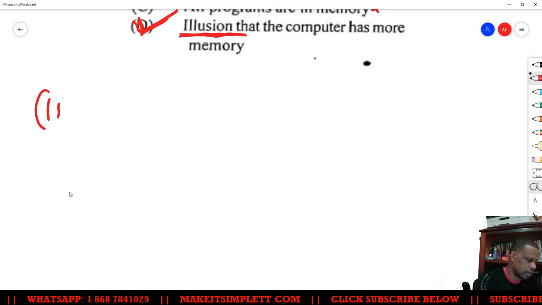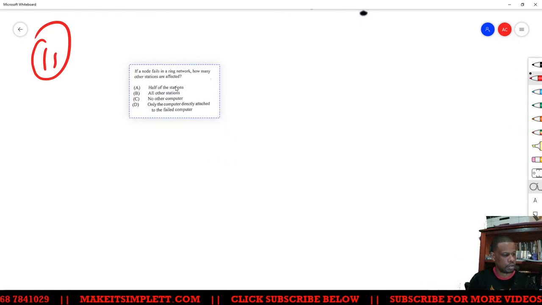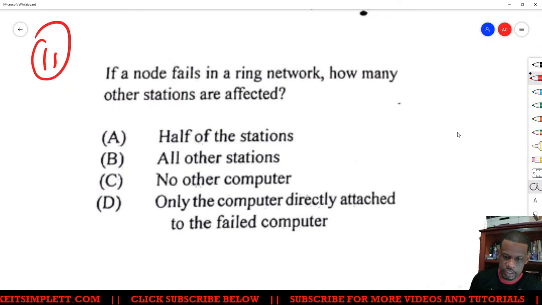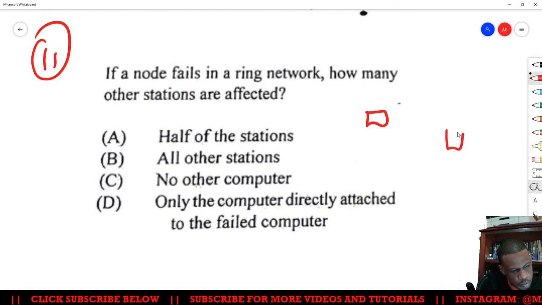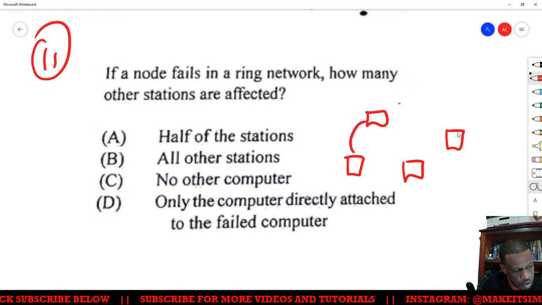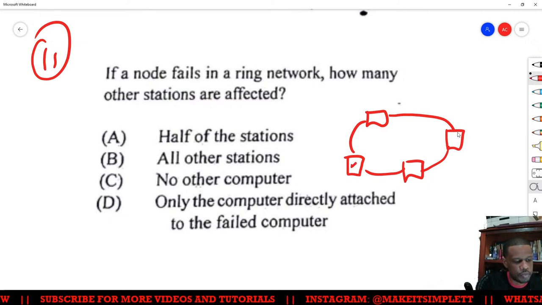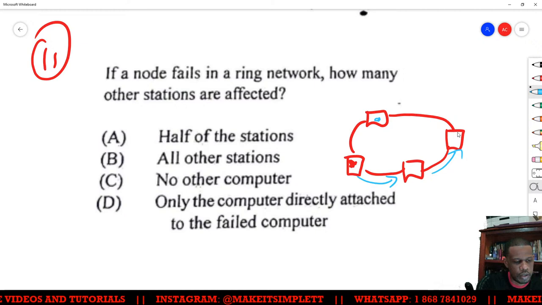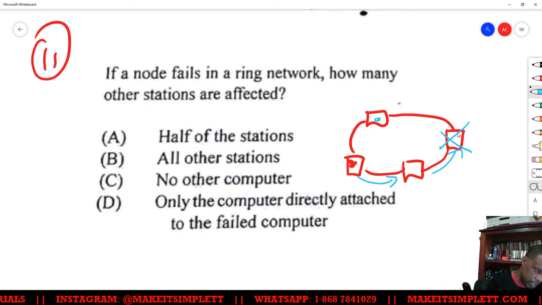All right, there you go again. Question 11. If a node fails in a ring network, how many other stations are affected? So we have a ring network. If this is the computer that's sending a message that way and it wants to get to this computer here, but let's say this computer ends up failing, what's going to happen? If a node fails in a ring network, how many other stations are affected?